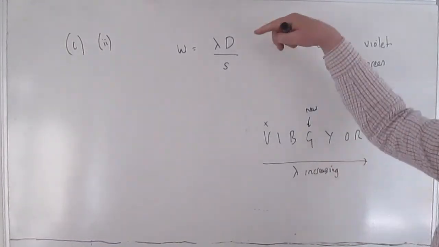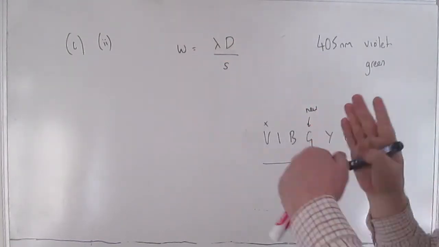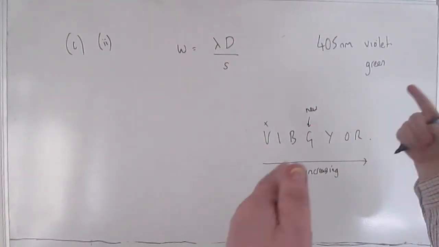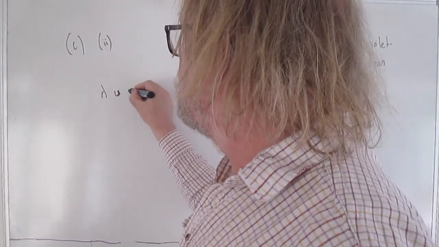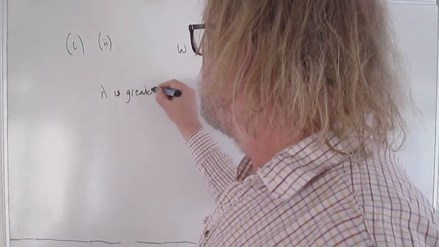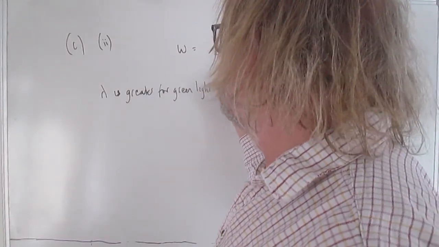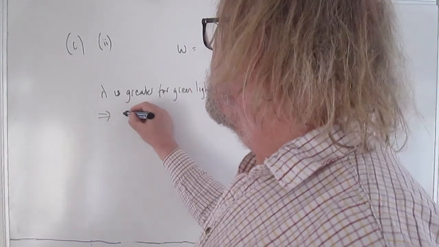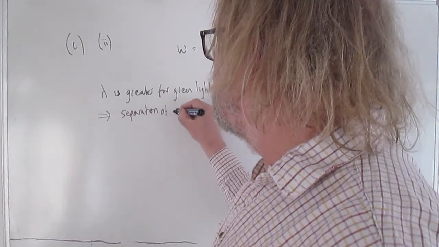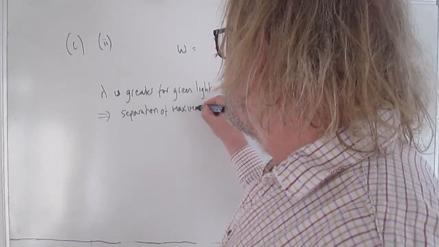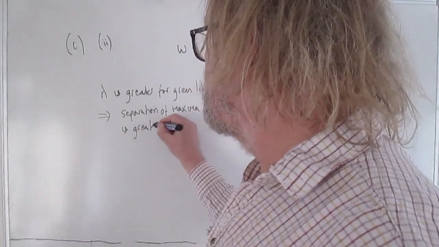So if we have a bigger value of lambda, fairly obviously we get a bigger value of W, which means the separation between the maxima is greater. So that's what you say, that lambda is greater for green light, which means that the separation of the fringes, or the separation of the maxima, which is W, is greater.